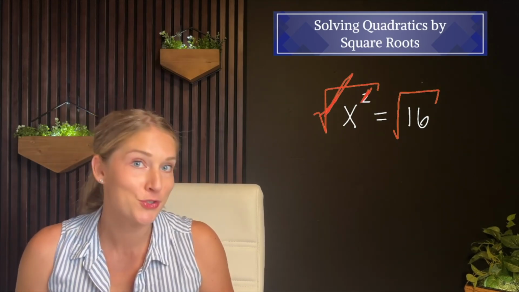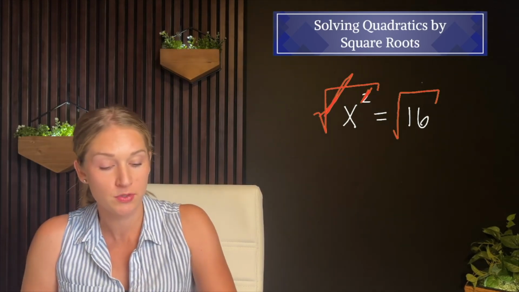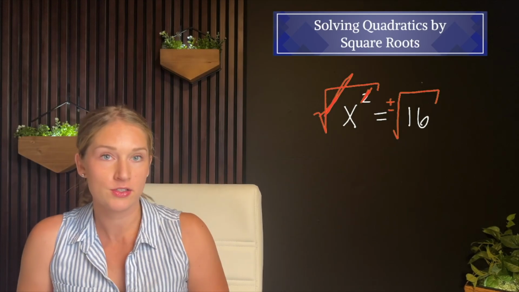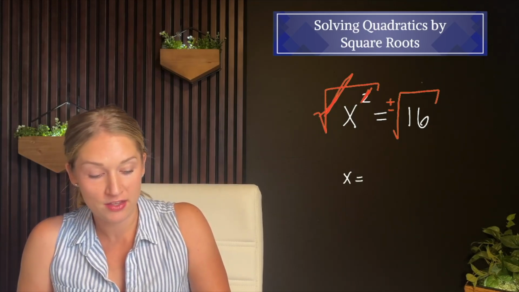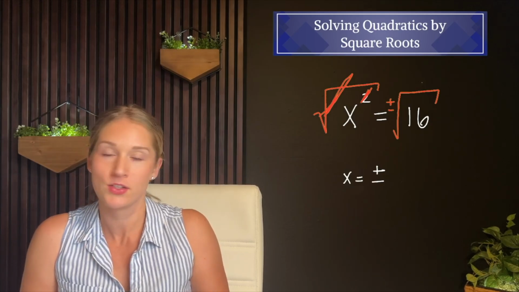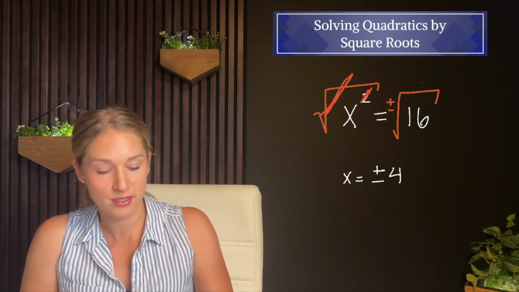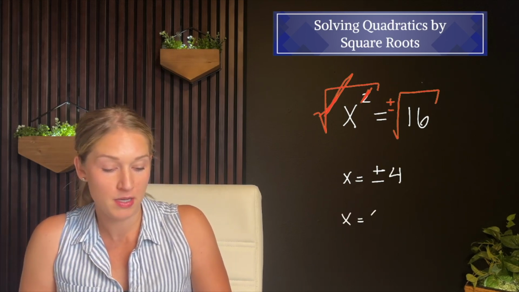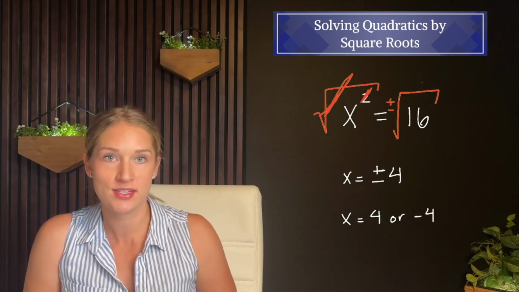Now, anytime you put in a radical, if it wasn't there to begin with, anytime you put in a square root, you must also include the plus minus. So that means that my x could either equal positive or negative square root of 16. You know what the square root of 16 is, it's just 4. So I've got two answers here. My x could equal either positive 4 or negative 4. Two solutions to this equation.